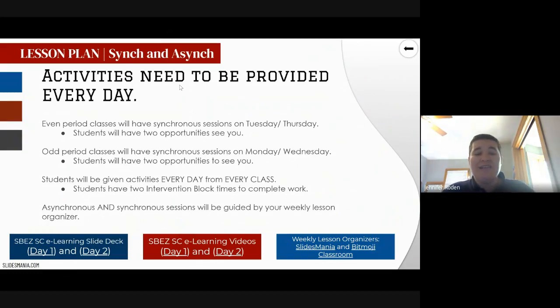And they're also given time during that intervention block to get your help for any executive functioning, as well as having time to complete work. But I want to point this out, whether it's asynchronous learning or synchronous learning, the activities are all curated and guided in your weekly lesson organizer. So that weekly lesson organizer is huge to help parents, students, and you, the teacher, guide the instruction that is occurring during that week.